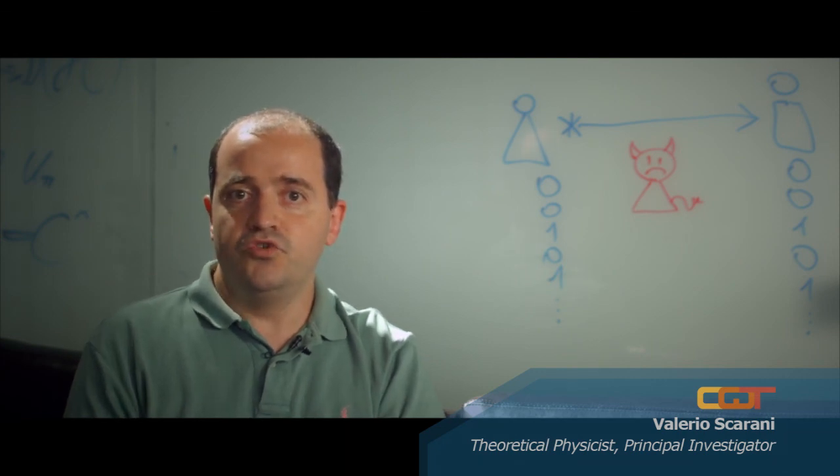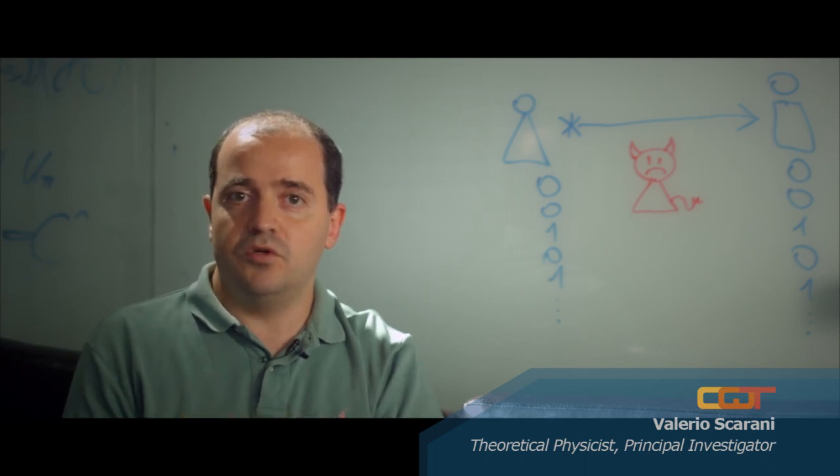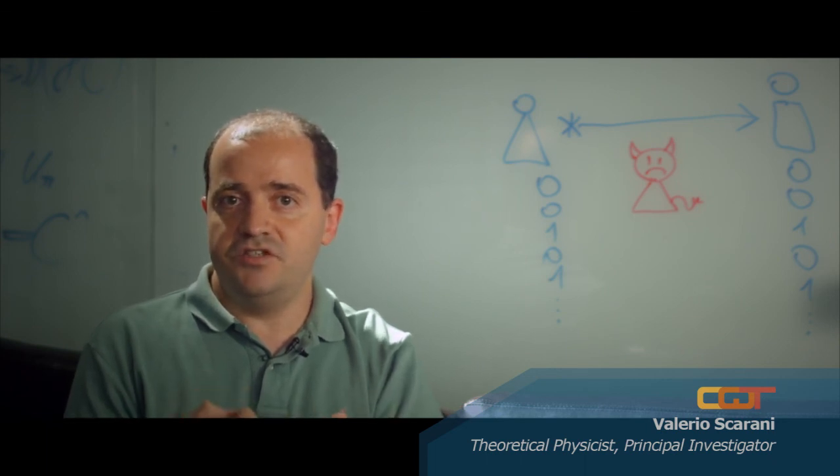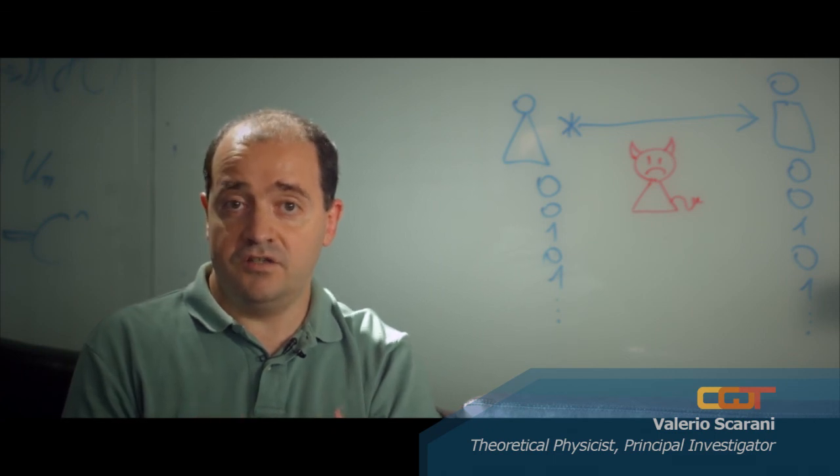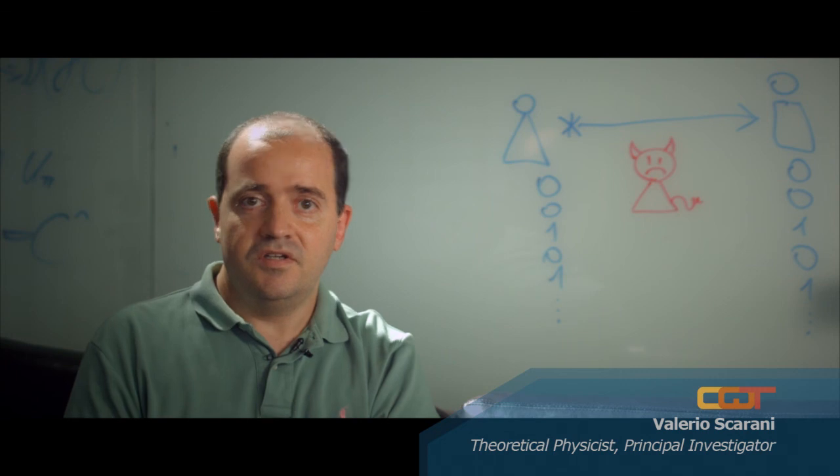And now you use this as an encrypted message that is sent from Alice to Bob. Alice encrypts the message in this way, sends it to Bob. Bob has the key, has the secret code, he can decode it. The eavesdropper doesn't have the secret code, he cannot decode it.